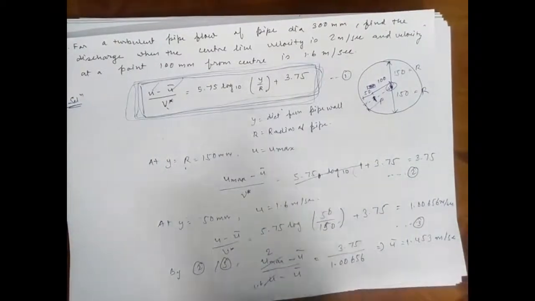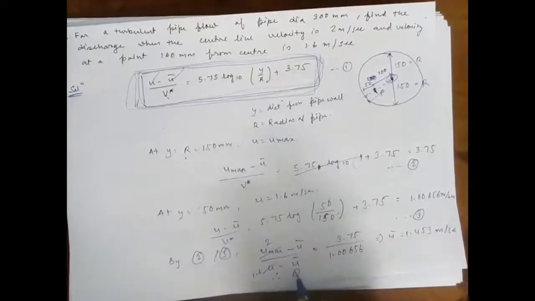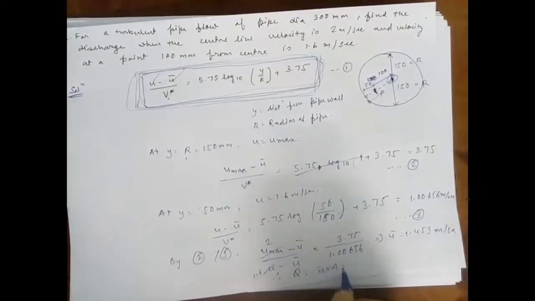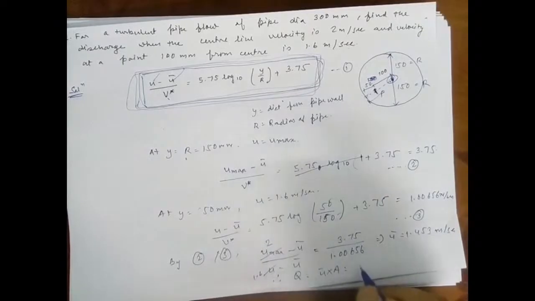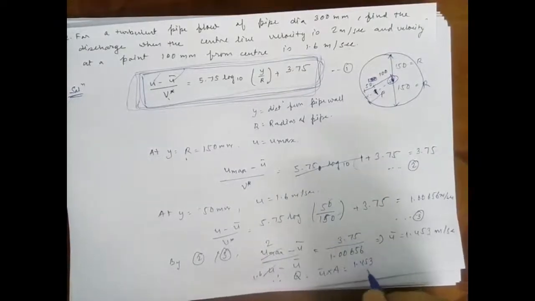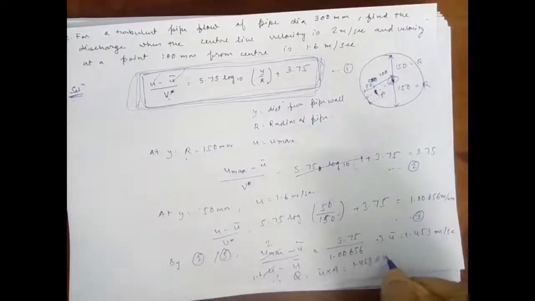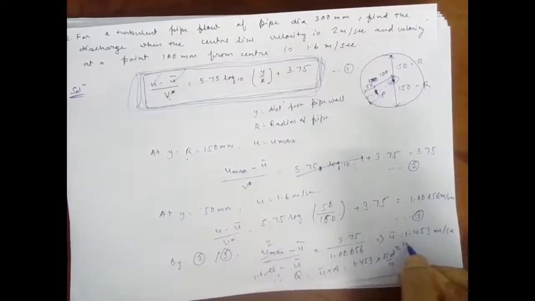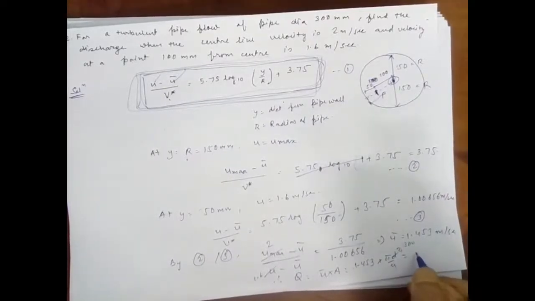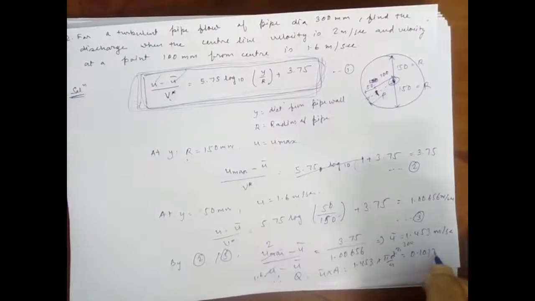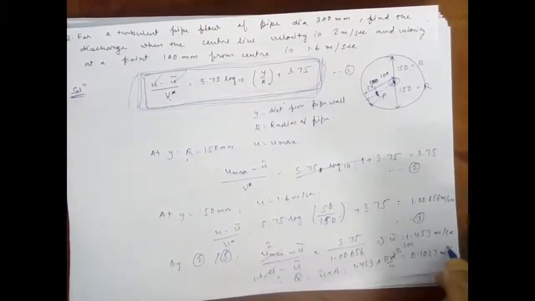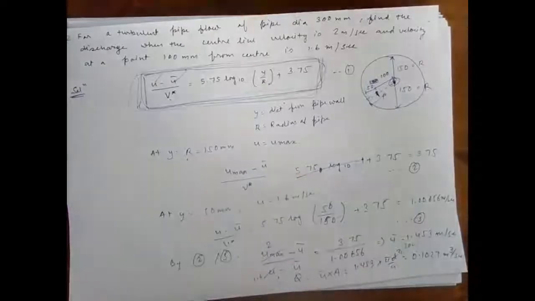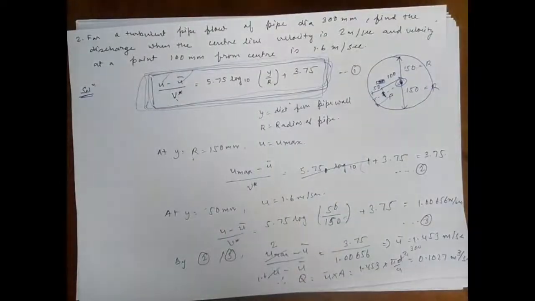Therefore the discharge Q will be equal to u bar times area, and that is equal to 1.453 times the area, pi D squared by 4, where D will be 300 mm. On solving this we will get the discharge as 0.1027 meter cube per second. So that was about the laminar and turbulent flows. That was all about it, and these are the few important problems.